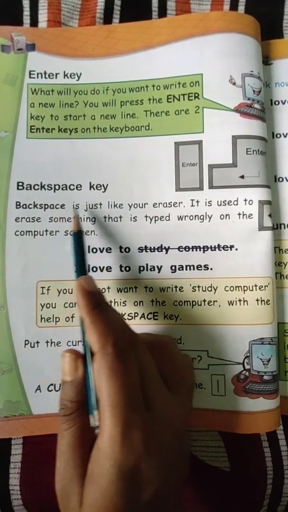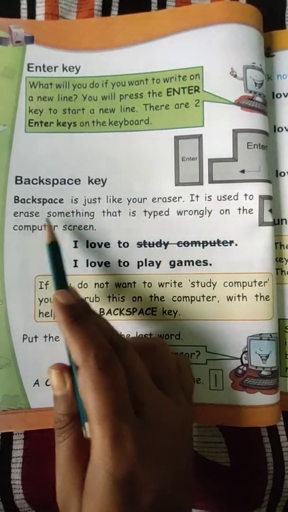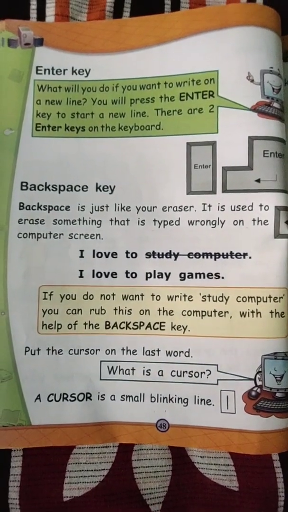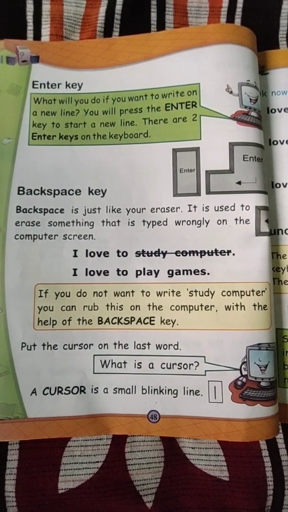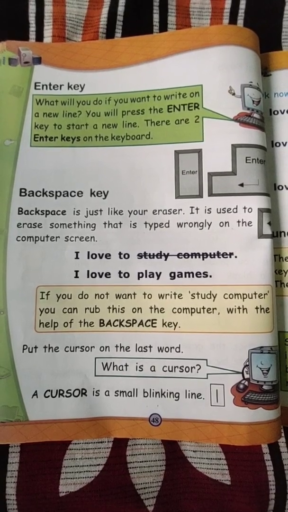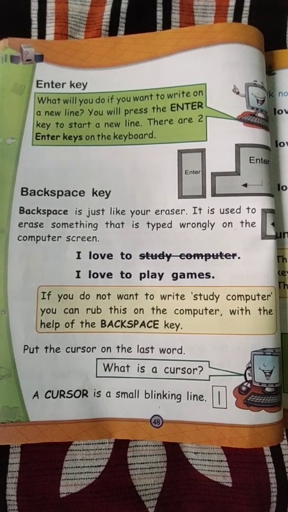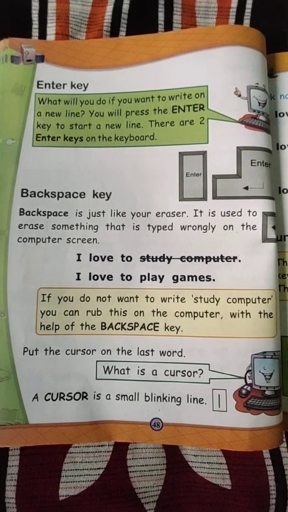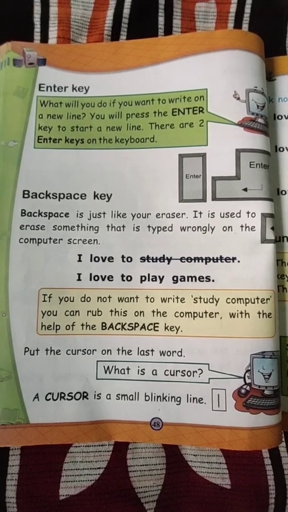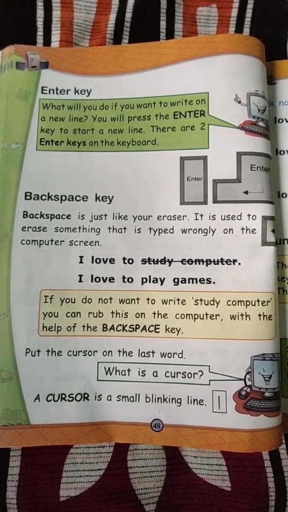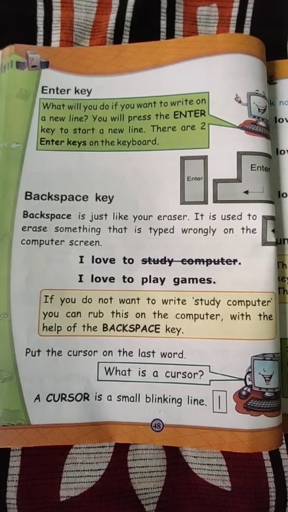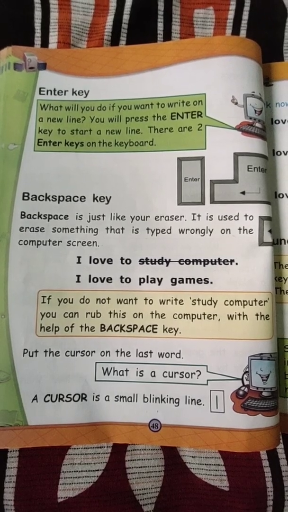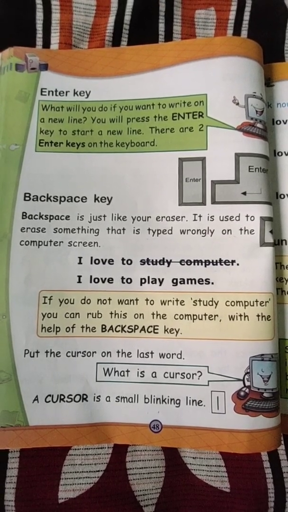Backspace key. Backspace is just like your eraser. It is used to erase something that is typed wrongly on the computer screen. What is the backspace key, children? Backspace key is just like an eraser. Suppose you are writing something on paper and by mistake you have written something wrong, so you want to erase it. By using an eraser, you will erase it on paper. Similarly, if you want to write anything on the computer and by mistake you have written something wrong, using the backspace key you can erase it.